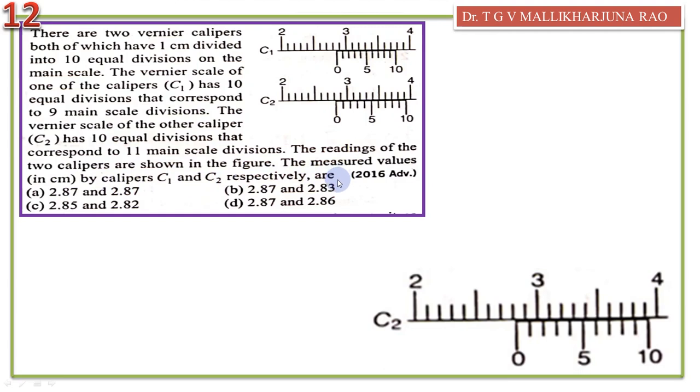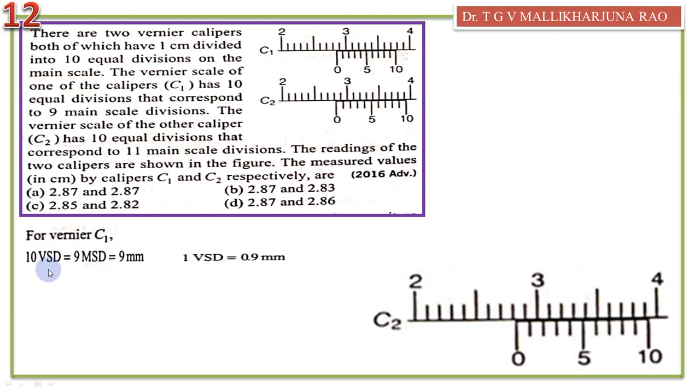In this problem, they have given two vernier calipers shown in the figure here. Here we should measure the readings. Before we use these calipers, first we should know the least count of these calipers. First we start with caliper 1.